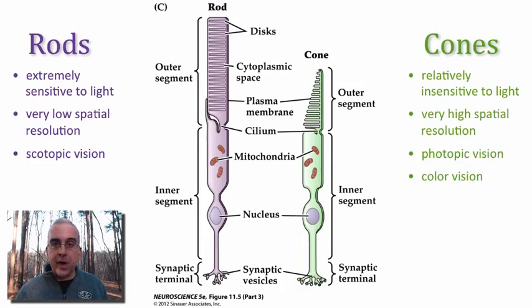We call this scotopic vision, whereas cones are specialized for very bright conditions, such as this beautiful late afternoon here in North Carolina where I'm talking to you today. So this photopic vision enables color vision, since color vision requires the activation of cones. Well, let's consider some of the physiology and anatomy of our rods and cones that helps to explain these features.